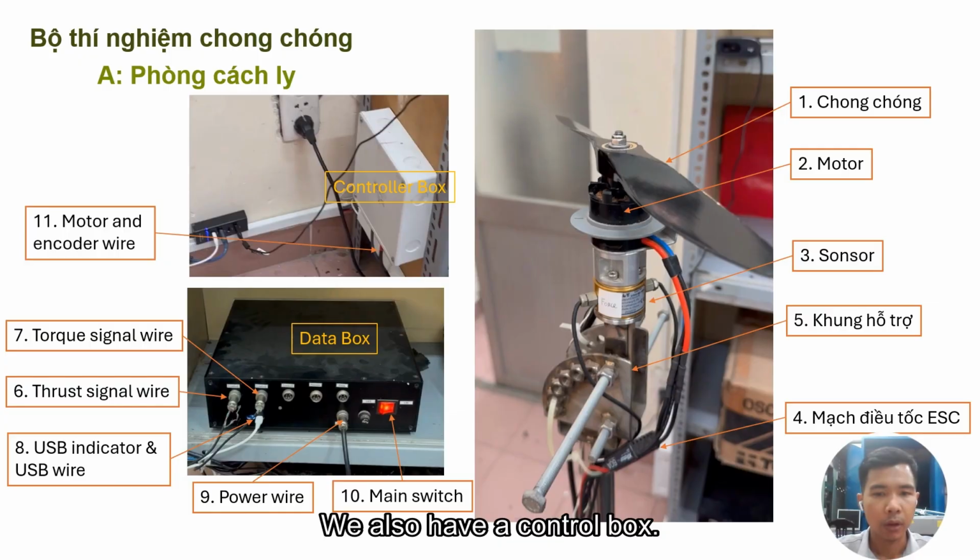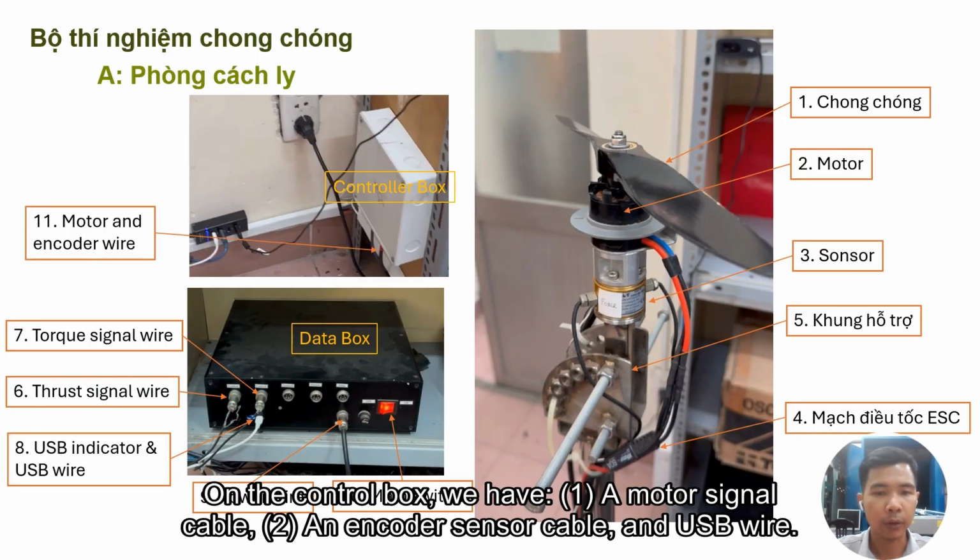We also have a control box. On the control box, we have: 1. A motor signal cable, 2. An encoder sensor cable, and USB wire.